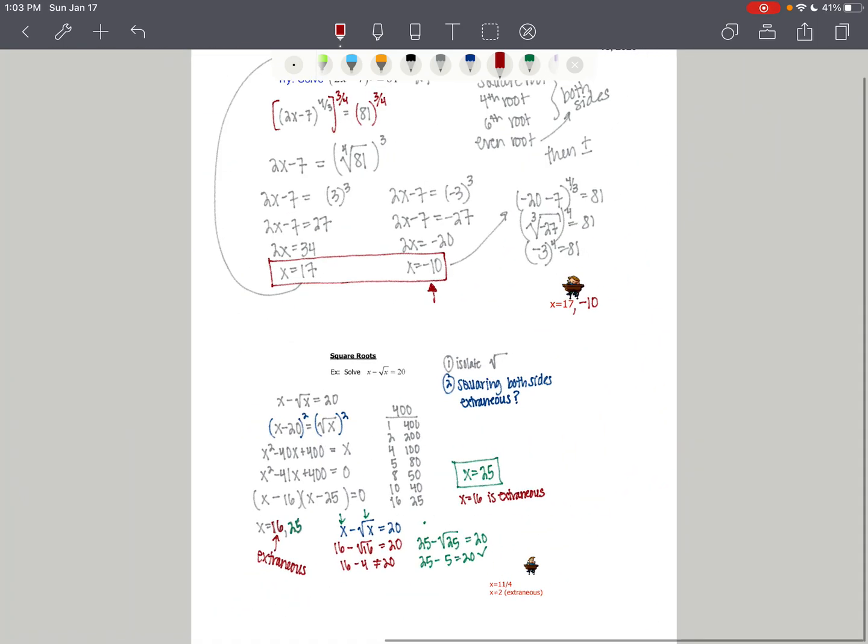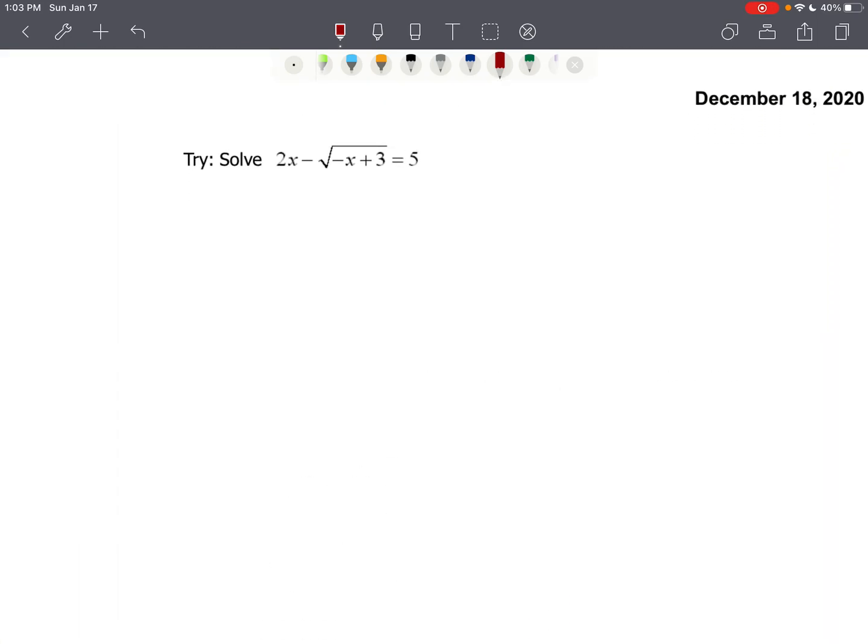Okay, let's have you try one. 2x minus the square root of negative x plus 3 equals 5. Go ahead and press pause, and when you're ready to check your answer, come on back. Okay, the answer I got was x equals 11 over 4. That's a solution. But I got an extraneous solution, and I got 2. x equals 2 is extraneous.